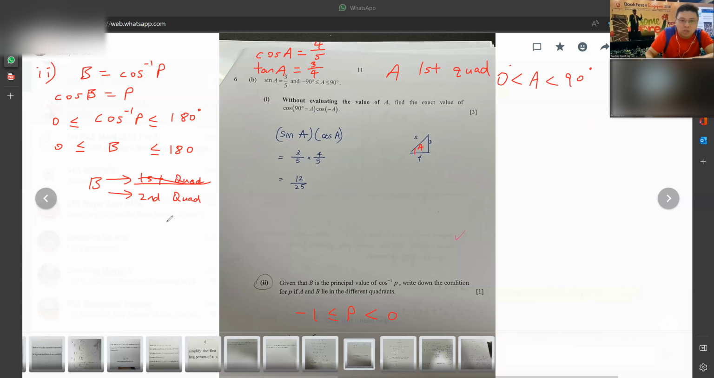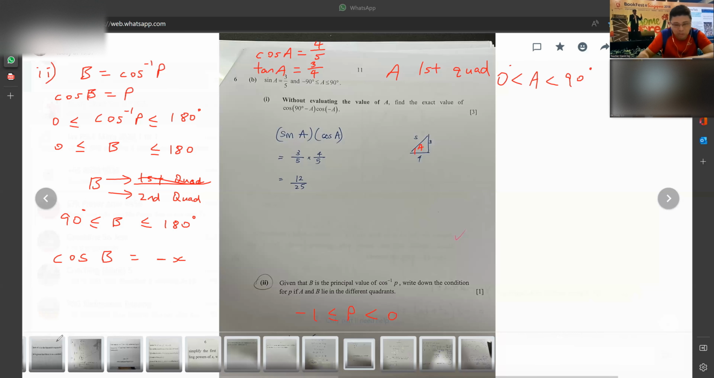So if B lies on the second quadrant, that means your B is no longer starting from zero anymore, but from 90 to 180. That's your second quadrant. So if B is from 90 to 180, cosine in the second quadrant is negative, correct or not? Negative x, let's say.